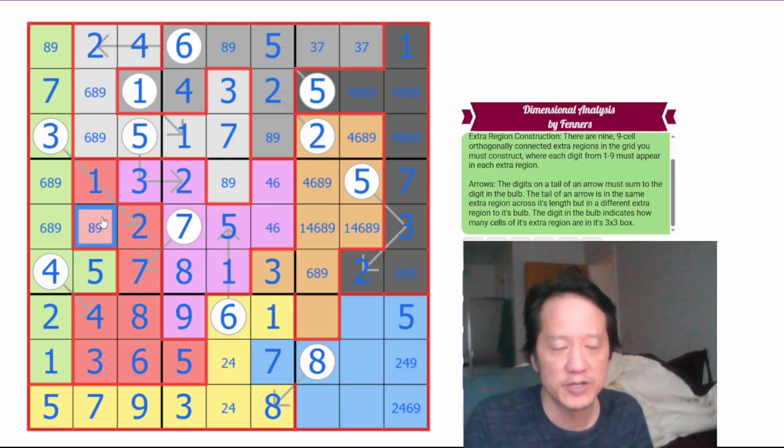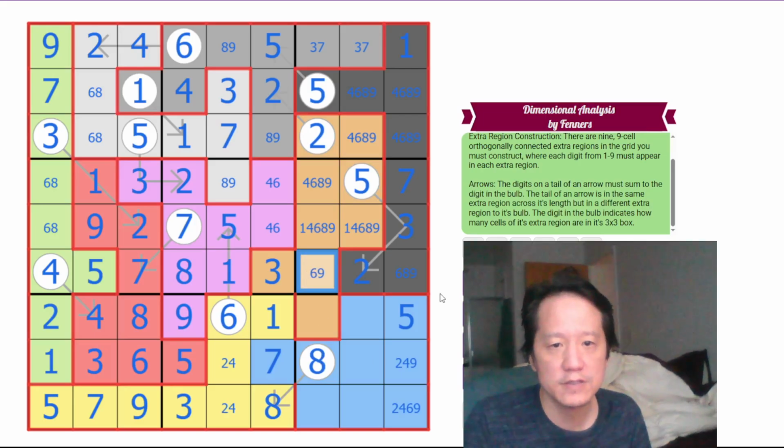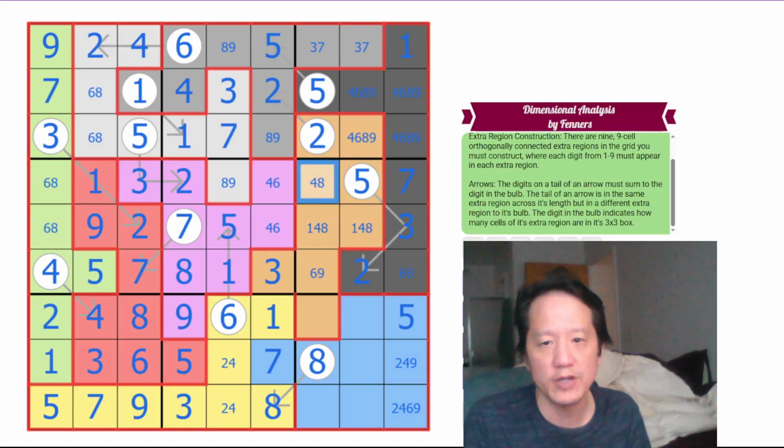This 8 eliminates 8 here, so that's 9, which eliminates 9 here, so this has to be 9 here, because this can't be 9. This can't be 8, and this can't be 8, so it's a 6, 9 pair in box 6, which eliminates 6 and 9 in the rest of the box. This is a 1, 4, 8 triplet. This can't be 8 because of the 8 in the column, so this is 4.